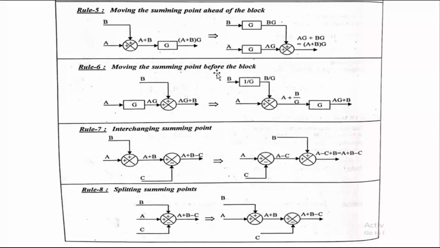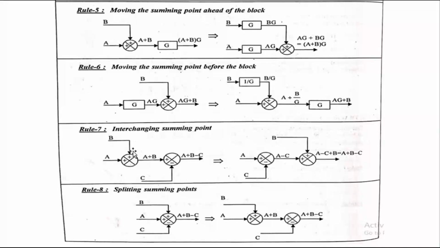Then rule 6, moving the summing point before the block, is just the reverse of the previous rule. Moving the summing point before the block means moving the summing point and multiplying 1 by G. That is the gain value. This inverse of the gain value is multiplied in this feedback path.